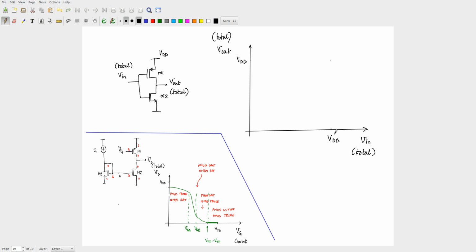All right. At Vin equal to 0, what's going to happen? Think carefully. Vin equal to 0, what about M1, what about M2? Look at M2 first. If Vin is 0, what is your VGS? 0, right? So M2 is off. What about M1?